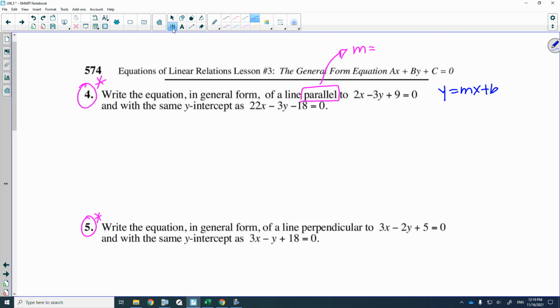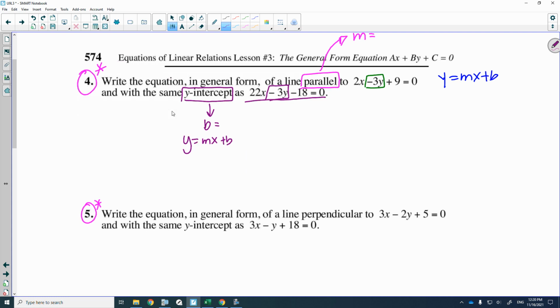And remember, when you do that, you box in the y, because the y needs to be isolated. It needs to be positive. So you'd be adding 3y to both sides. Just to help, same y-intercept. Y-intercept is the b value when you're in the form y is equal to mx plus b. So this one, you have to get into that form. Box that in. You're going to isolate that y, bring it over to the other side, and see what the b value is. And then you're going to write the equation of that line. So do 4 and 5.